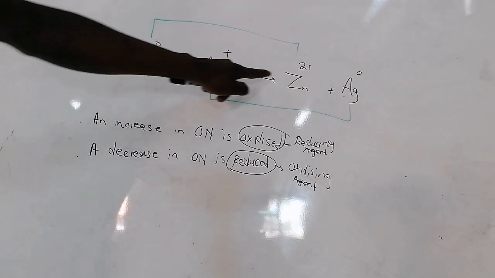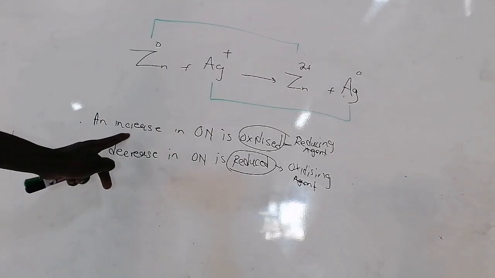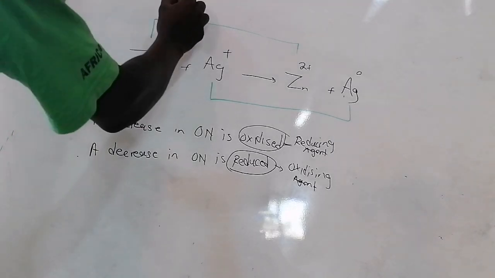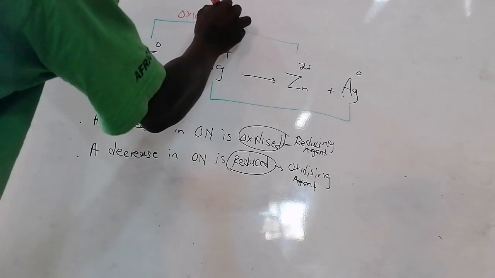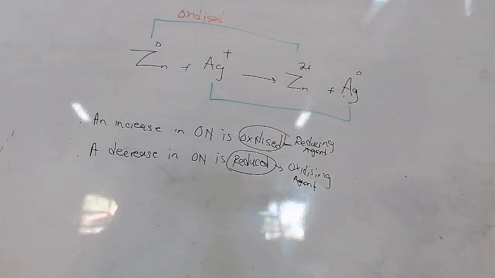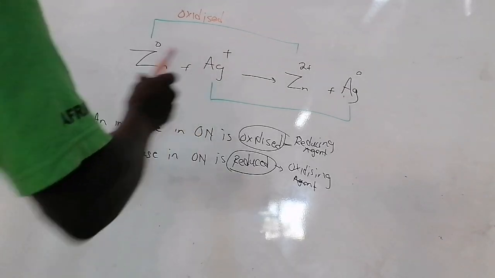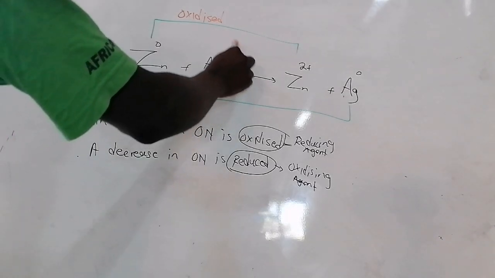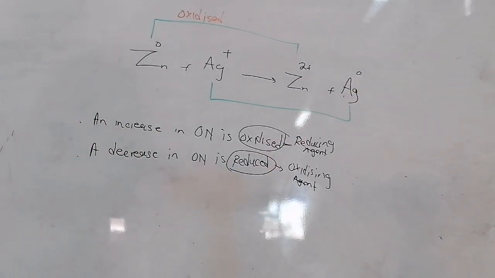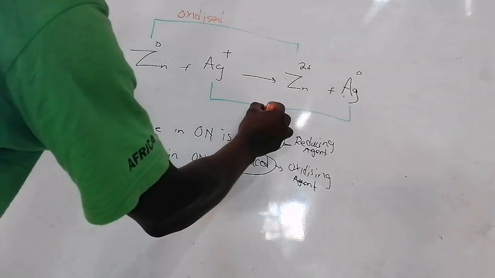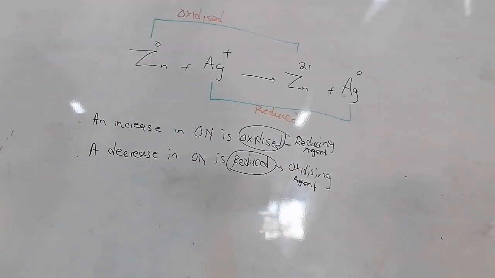From 0 to positive 2, we have what? An increase in oxidation number. So we write oxidized here. Why? Because there is an increase in oxidation number. I hope you are now following. Okay, now here we have a positive 1. From positive 1 to 0, do we have an increase or a decrease? From 1 to 0, they subtracted 1 to get 0. So we have a decrease in oxidation number. Then we write reduced here.